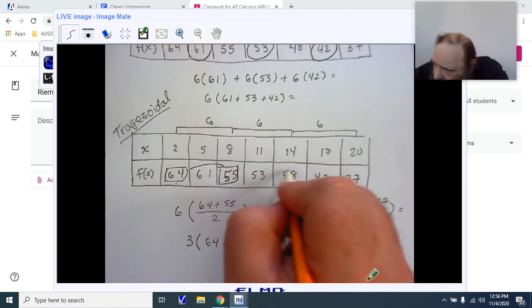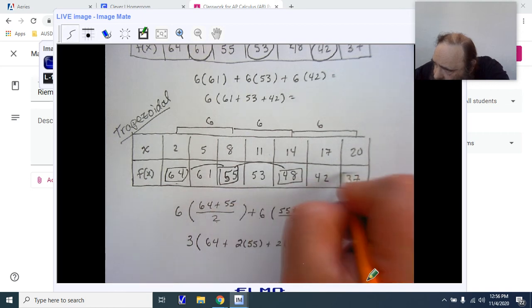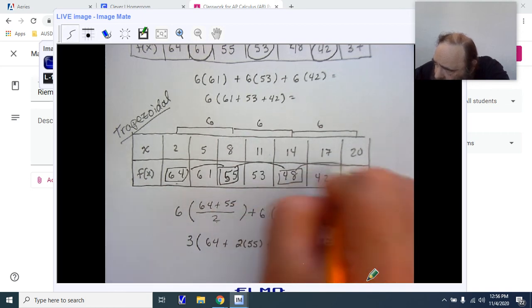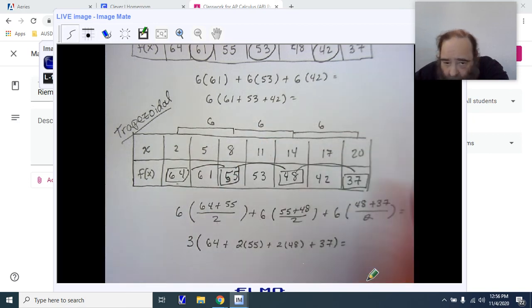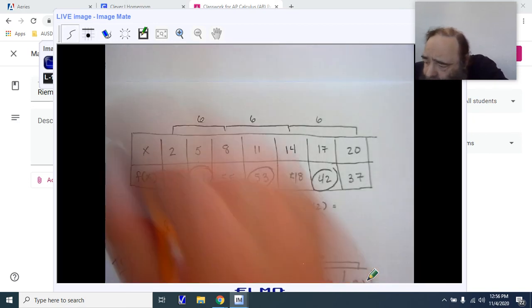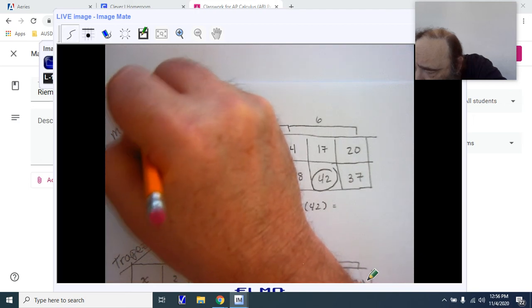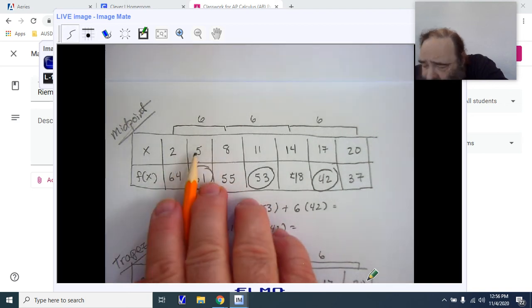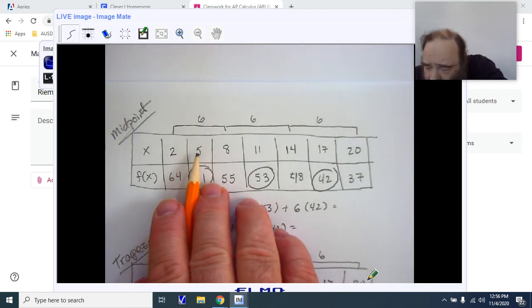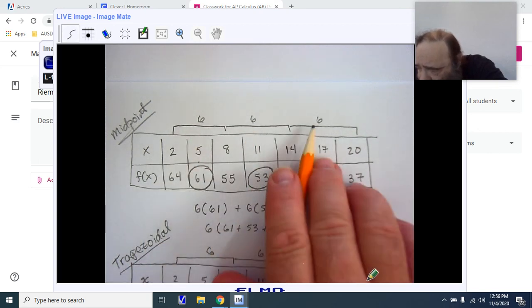Average, multiplied by the gap. When you're working with the midpoint Riemann sum, you're making sure that you have your gap. In the center of the gap is the midpoint. You want the height of that midpoint. Gap times height, gap times height, gap times height.